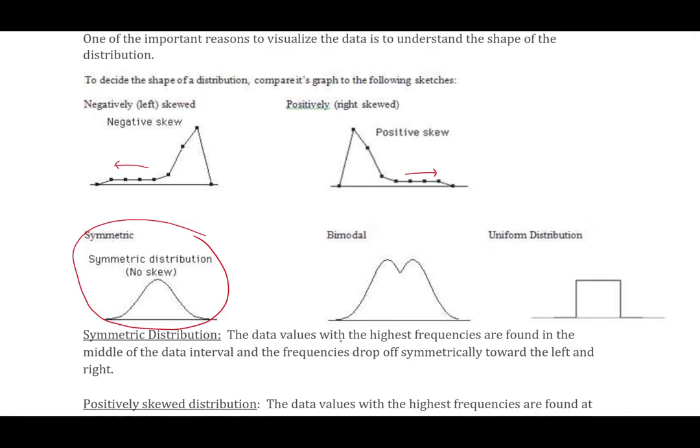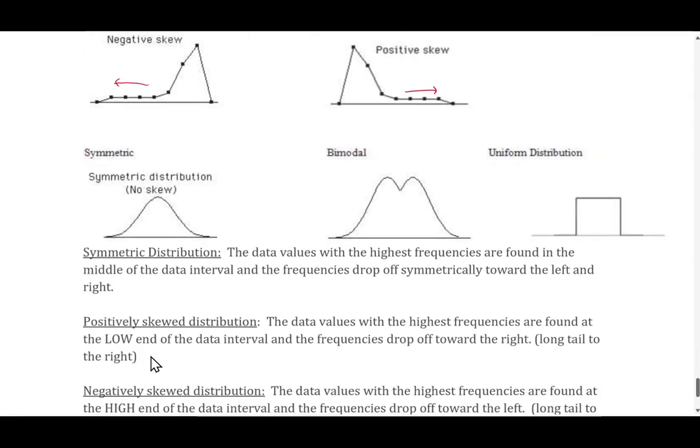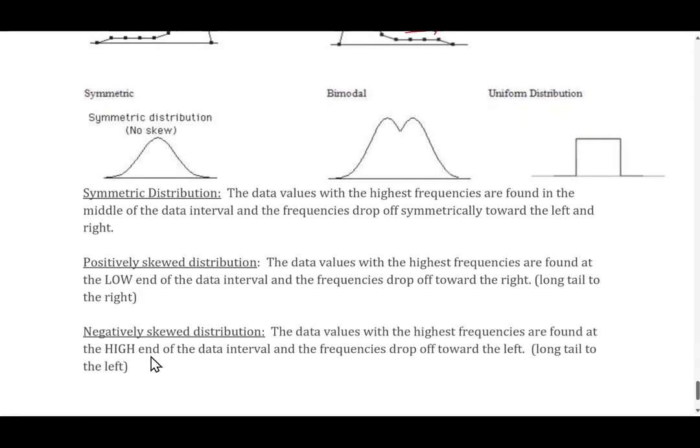It says the data values with the highest frequencies are found in the middle of the data interval, and the frequencies drop off symmetrically towards the left and the right. We'll spend a large portion of time talking about symmetric distributions in the future. We also have a bimodal distribution. We haven't learned what mode is yet, but a mode is the highest frequency outcome in a data set. Or a uniform distribution, which just means that the frequency is constant for every value that exists in the data set. And then there's some more information here for positively skewed and negatively skewed, which we'll get into in a lot more detail as we progress through the course.